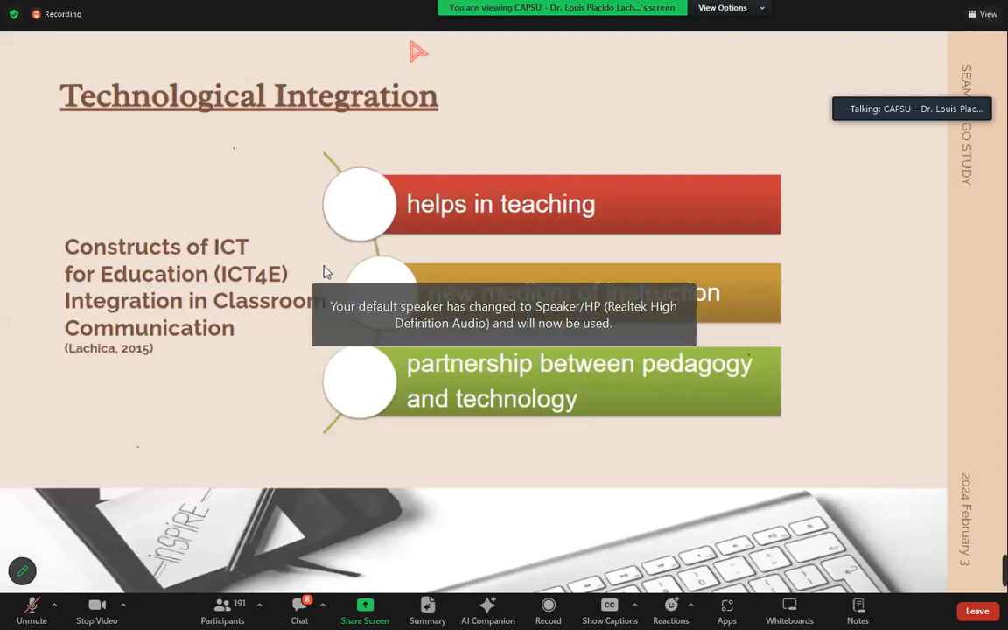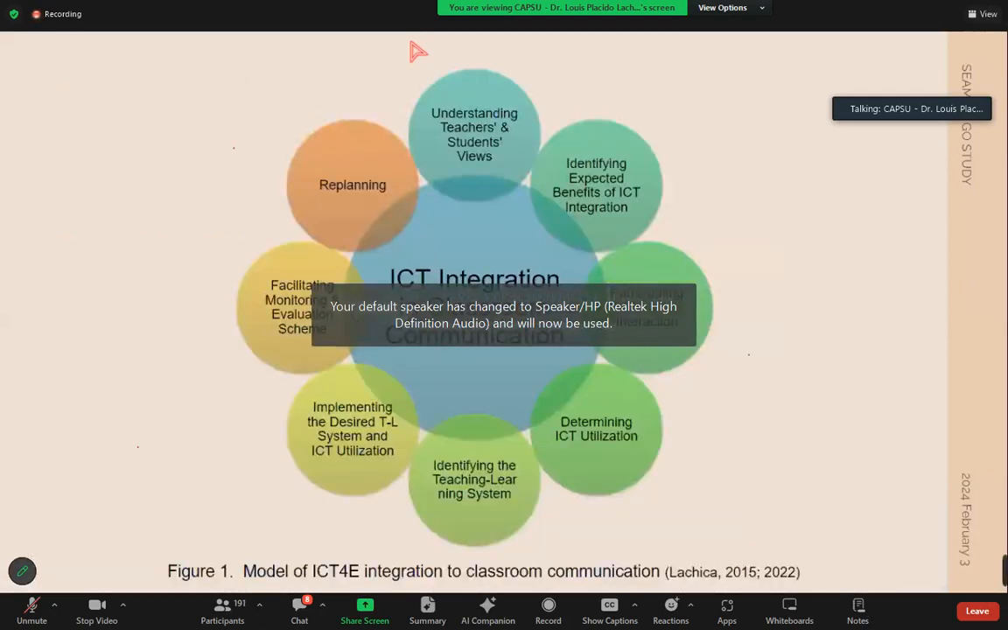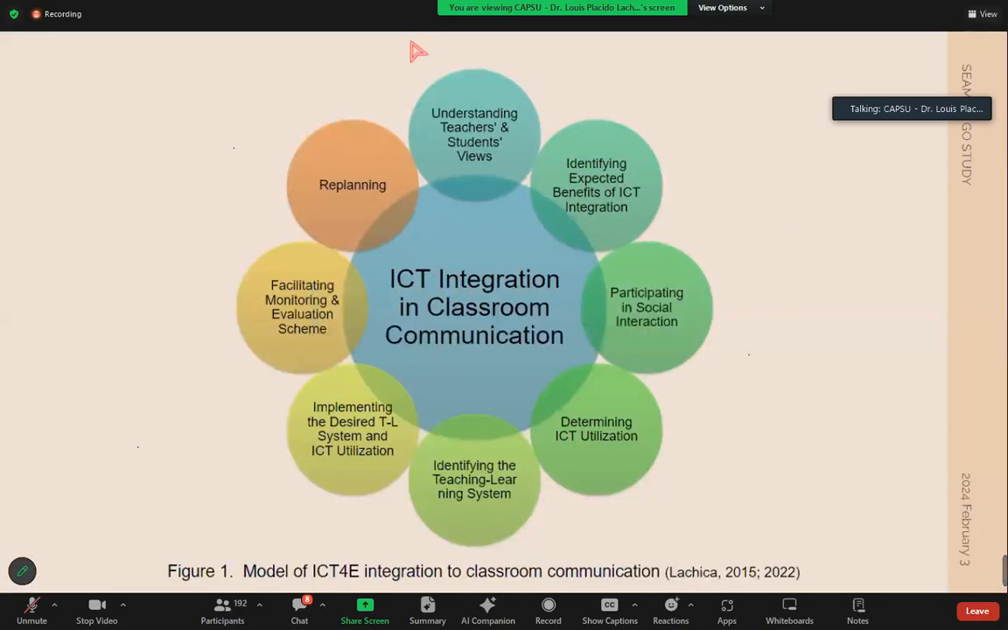Embracing the benefits of technology to improve educational outcomes. In 2015 and in 2022, the same author also proposed a model of information and communication technology for integration into classroom communication. And these are the components of the proposed model.